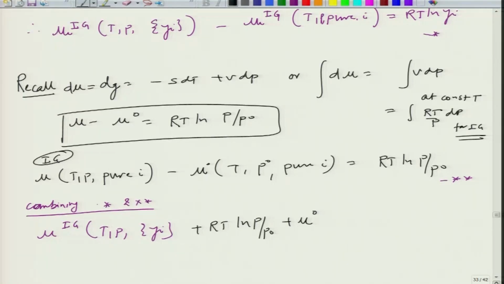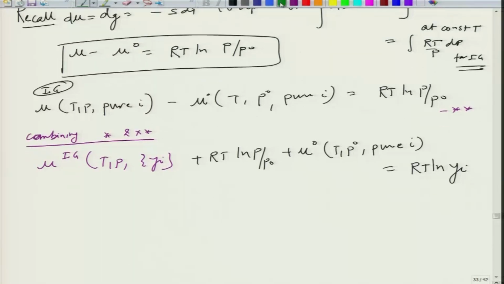So, I am going to write this as mu_i^ig(T, P0) pure i, okay, and this has to be equal to RT ln y_i. So, you need to rearrange now. Okay, so, let us look at how to do that. Again, I am going to use this now, make sure that this part is something which can go here. Okay, I will use this to make sure that we are using the same nomenclature.